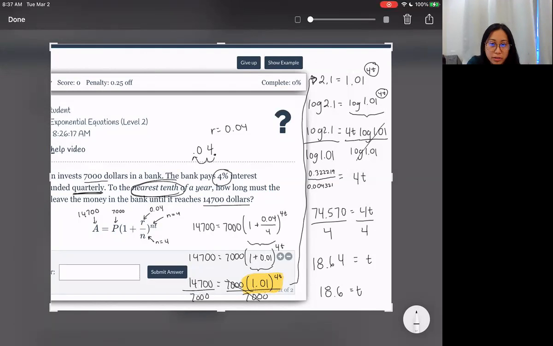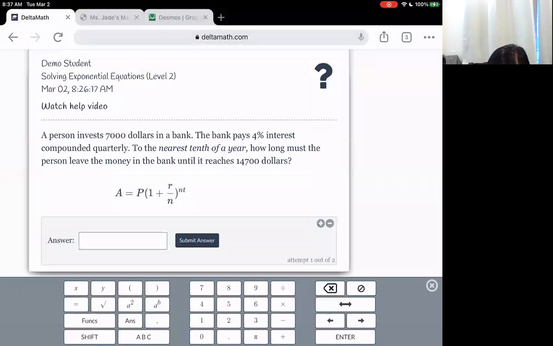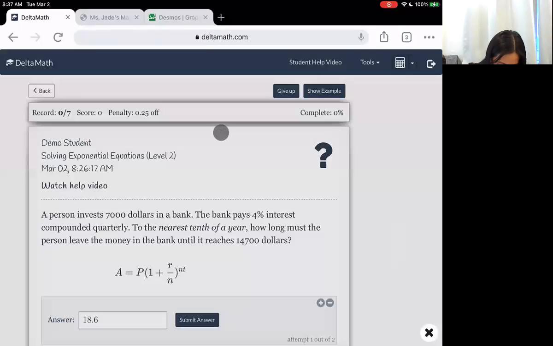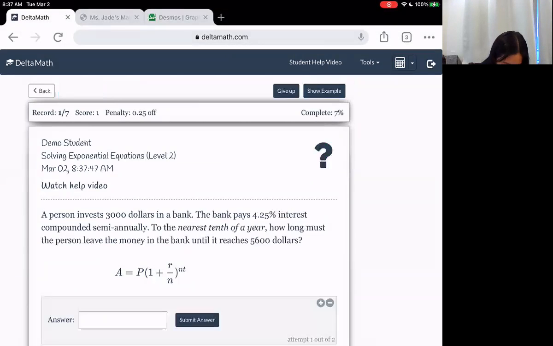Before I type it in, are there any questions? All right, let's go ahead and type this in. 18.6. Okay, so let's do another one.